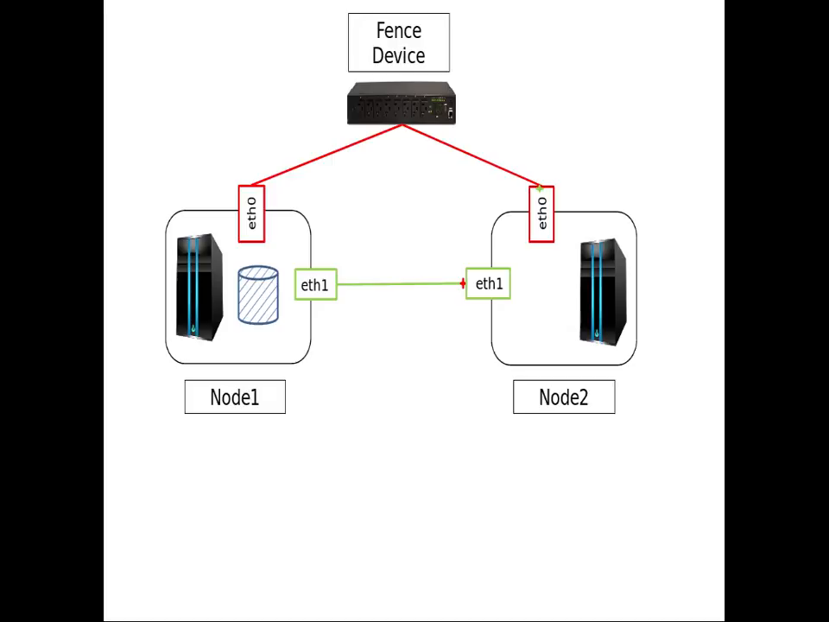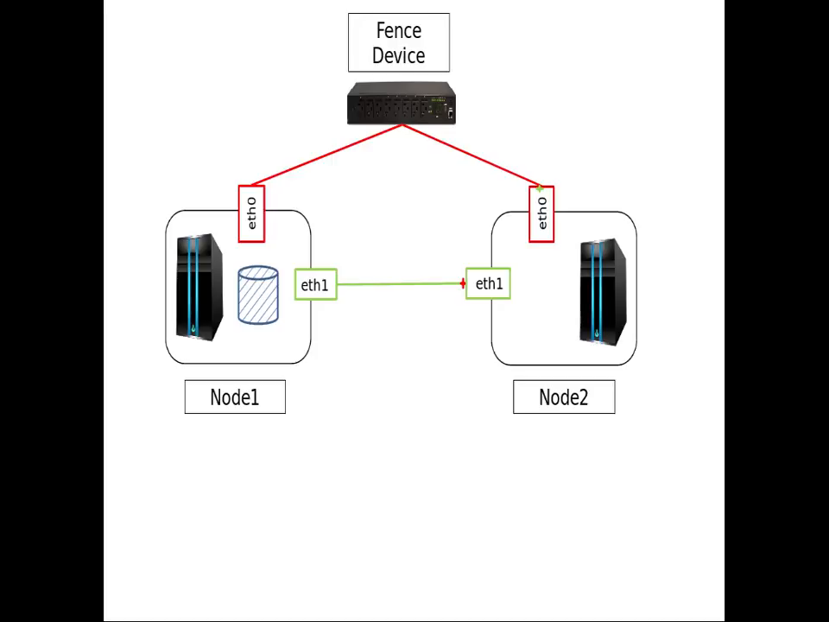Suppose an ext3 file system is hosted by node 1. Inside this resource there is an ext3 file system. Now an ext3 file system is not meant to be mounted on more than one system. So in that case you cannot mount the ext3 file system in parallel on two nodes. If you do, there is a high chance of data corruption.